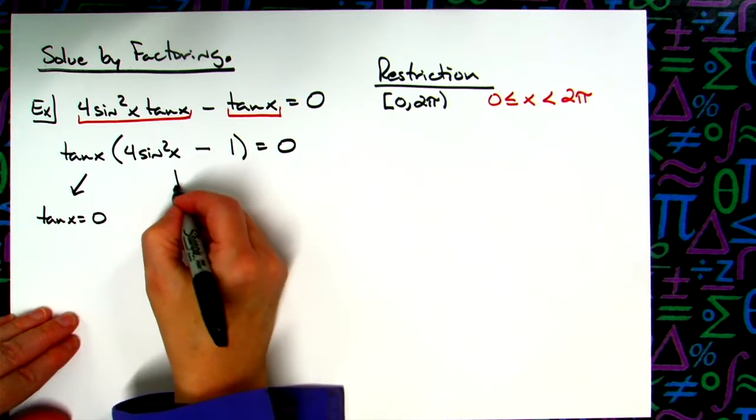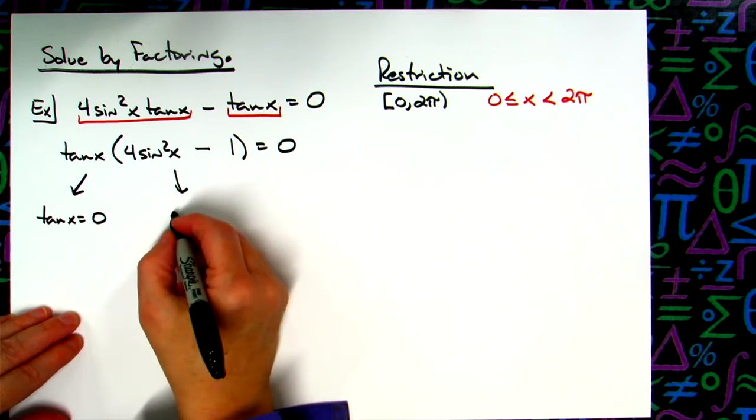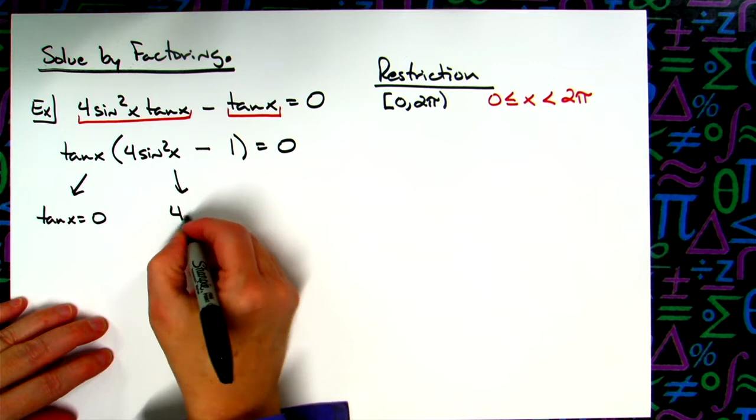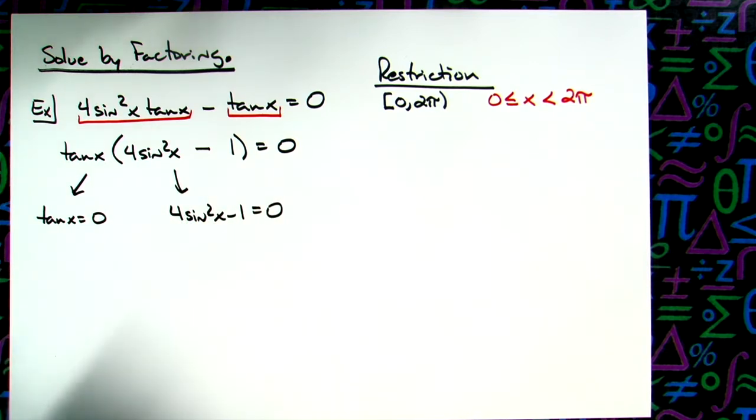Did I miss something? I started shaking my foot and then you could start hearing it. I thought it was kind of cool. Okay. 4 sine squared x minus 1 equals 0. I couldn't hear it up here.